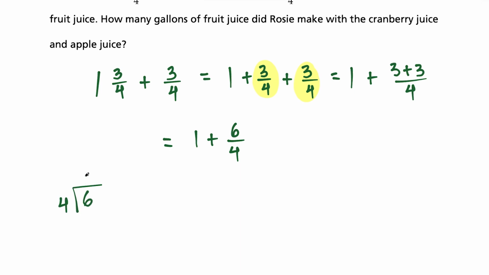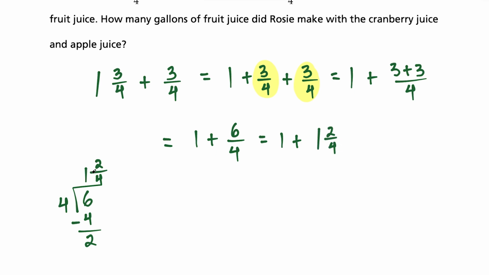And 4 goes into 6 one time. That's as close as we could get. We have 1 times 4 is 4, and when we subtract, we have a remainder of 2. The remainder of 2 goes in the numerator, and our original divisor, 4, goes in the denominator. So this is equal to 1 plus 1 2/4.